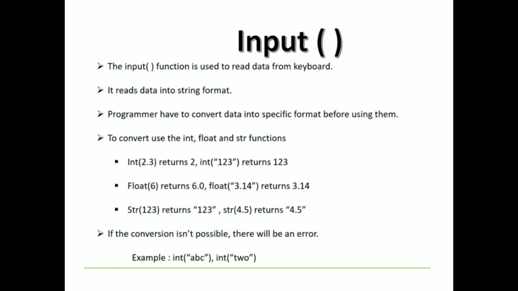Next, float("3.14") is represented in double quotes, and directly it will display the output as 3.14. Next, str(123) by default is taken as a string and will display the output the same, 123. str(4.5) will print 4.5 as a string type. If the conversion is not possible, it generates an error message.